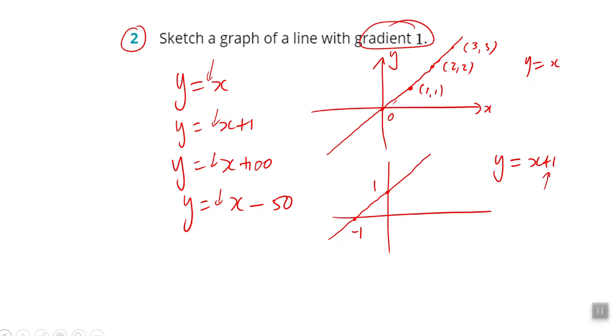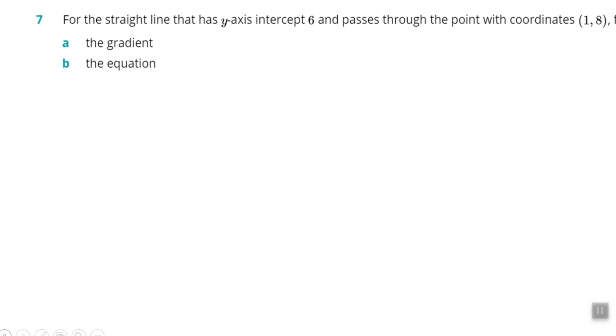Now let's go to question 7 from Exercise 2C. It says a straight line has a y-intercept of 6 and passes through the coordinates (1, 8). We want to find the gradient. Now remember, the gradient is given by (y2 - y1) over (x2 - x1). Now you might be confused. We've got one point. Where's the other point?